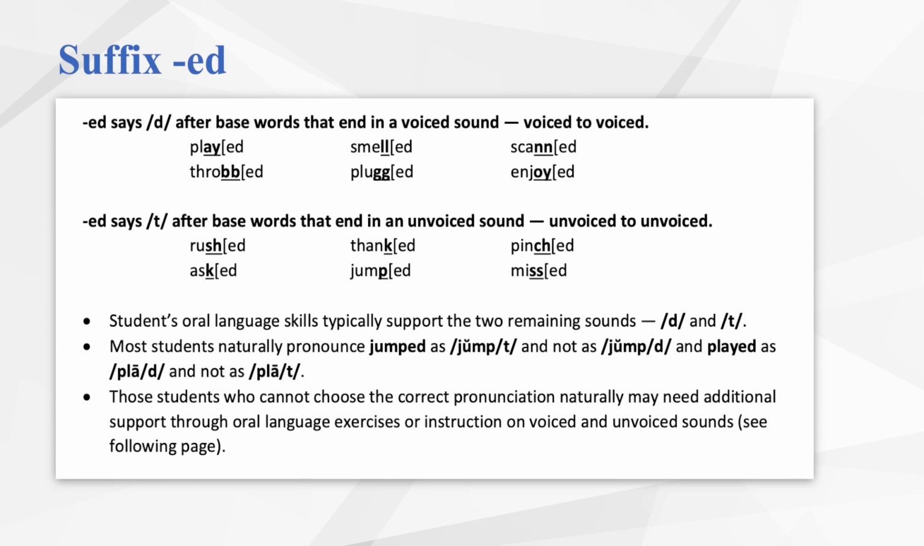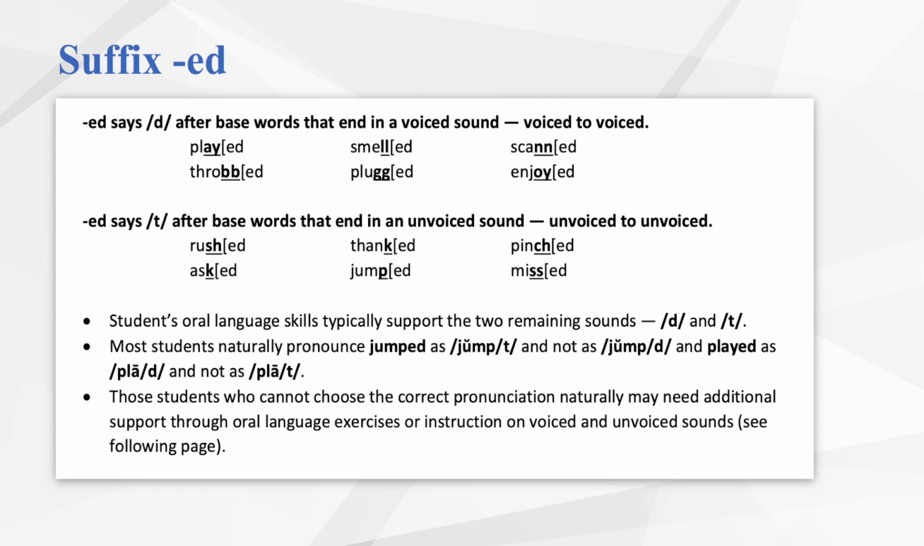At the top of your screen, you'll see suffix ed says d after a base word that ends in a voiced sound. Let's do a quick review of voiced versus unvoiced. Take one hand and put it on your throat, and place your other hand just in front of your lips. We're going to practice saying the sound for the letter D 3 times. So we have d, d, d. And you should feel a little bit of a vibration in your throat as you say that sound.